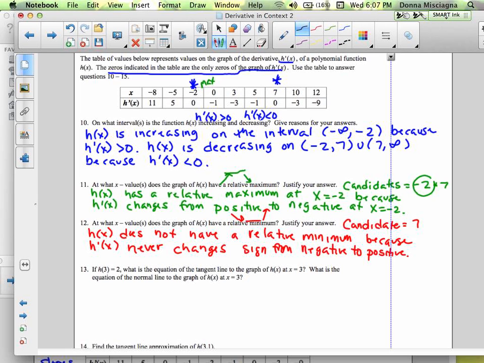If h of 3 equals 2, what is the equation of the tangent line to the graph of h of x at x equals 3? What is the equation of the normal line to the graph of h of x at x equals 3? All right, well, first of all, one nice thing, so we need two things to write an equation of a line. One, we need a point. We have the point. You plug in 3, you get 2. So 3, 2 is the point. And then we need the slope. All right, so let's find the tangent line slope.